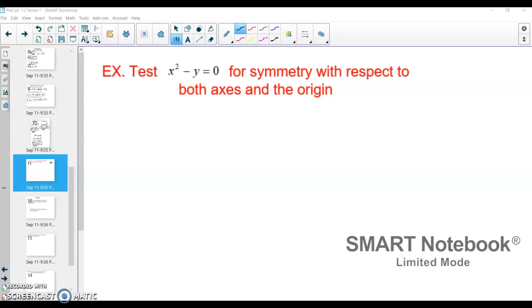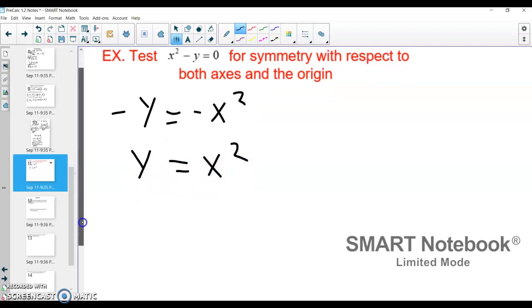So the first thing I'm going to do here is get this equation to look a little bit nicer. I'm going to subtract over the x squared, so this is negative y equals negative x squared. Divide both sides by negative 1. We have an equation that looks like y equals x squared, so not too bad.